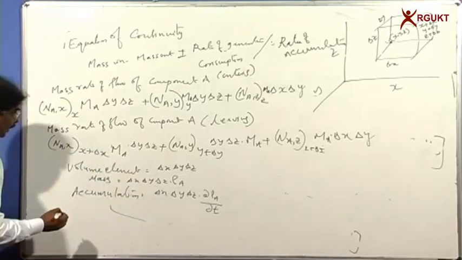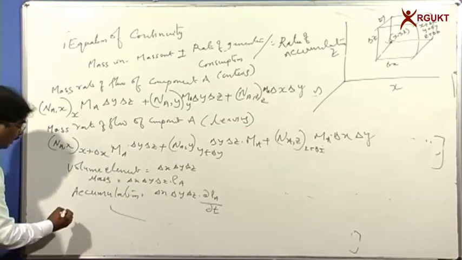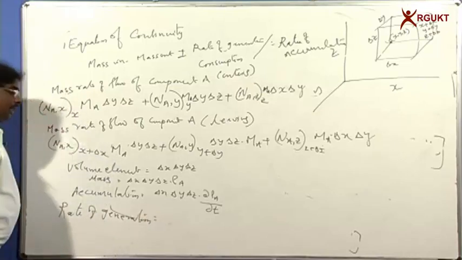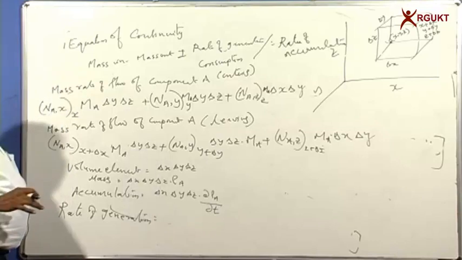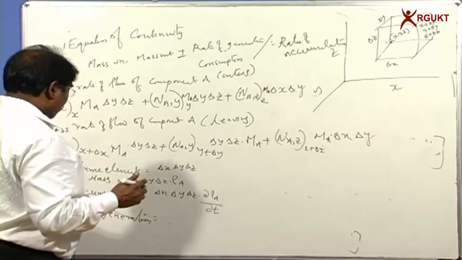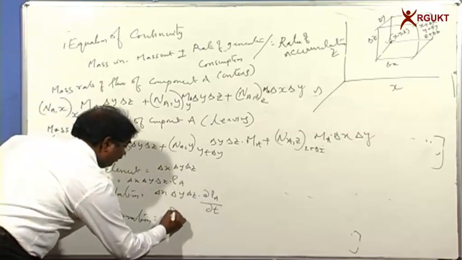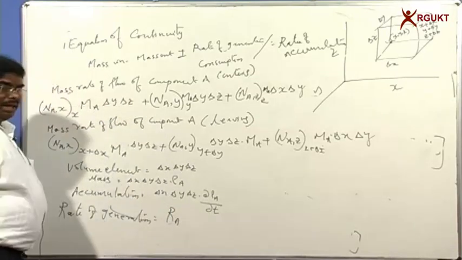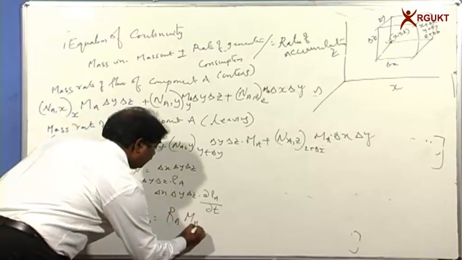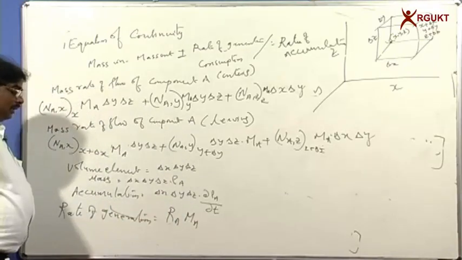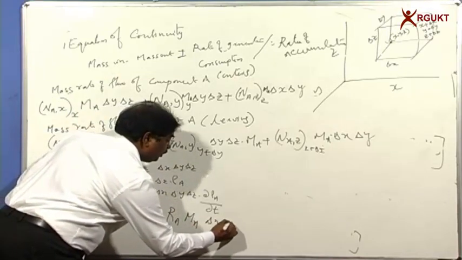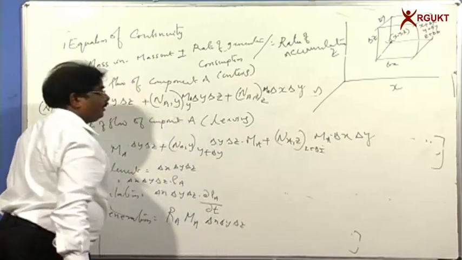Then the next thing is rate of generation. Some amount of A is entering, and some amount of A is going to participate in the chemical reaction, and if you say RA is rate of formation of A multiplied by MA, that is nothing but the molar rate multiplied by molecular weight into delta x into delta y into delta z.